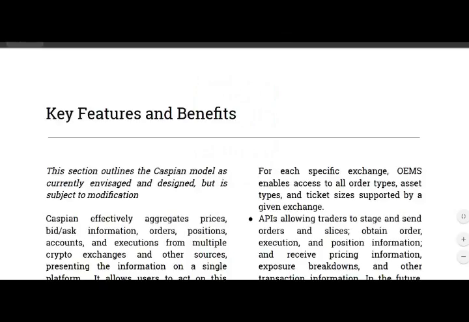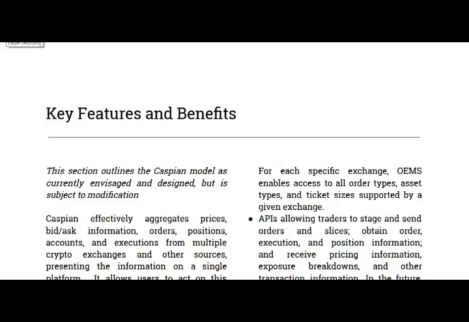Now, the next one is that Caspian gives crypto traders easy access to their cryptocurrencies. We talked about how the platform lets you access your cryptocurrency on its various exchanges. Like we said, you don't need to swap from one exchange to the other. You can remain on the Caspian platform and get details about your cryptocurrencies on their various platforms. And only Caspian can do this in the market.